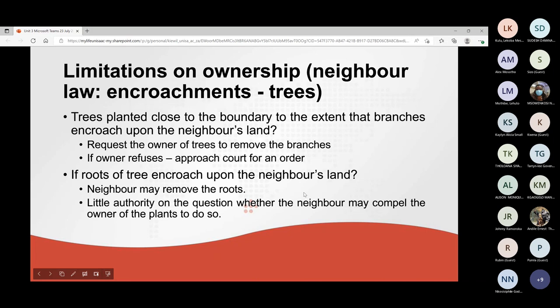Then, encroachments with regard to trees. Say, for example, you live next to your neighbor and the trees of your neighbor are planted close to the boundary to the extent that the branches encroach upon your land. As the owner of your property, you can request that the owner remove the branches of the tree. If the owner refuses, you can approach the court for an order. If the roots of your neighbor's trees encroach upon your land, you may remove the roots. Please take note that there is little authority on whether a neighbor may compel the owner of the plants to do so with regard to plants.